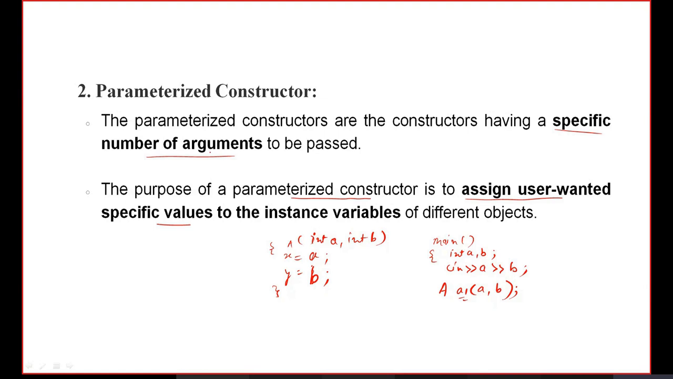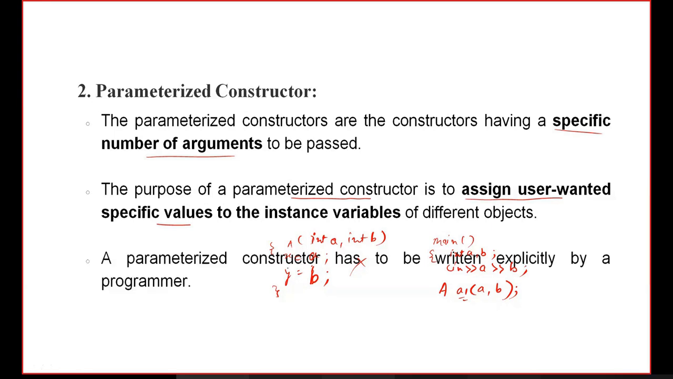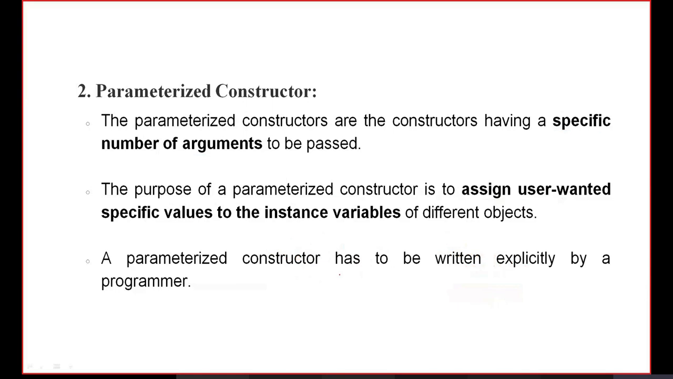And definitely we already saw that the parameterized constructor will never be created automatically by the compiler. It has to be explicitly written by the user, I mean by the programmer in the code. Yeah, same point is there. The parameterized constructor has to be written explicitly by the programmer. Okay.